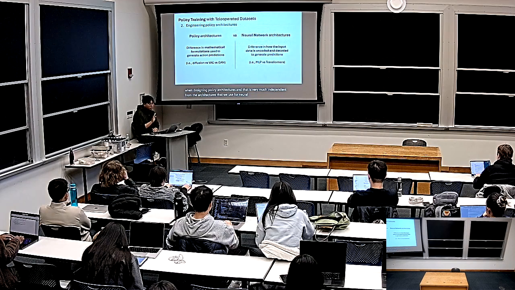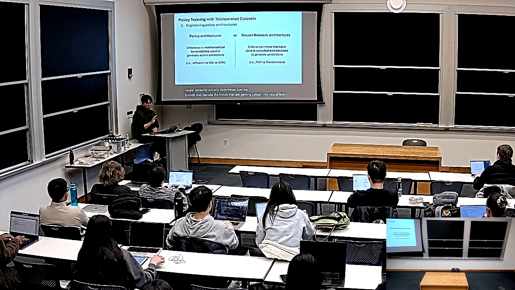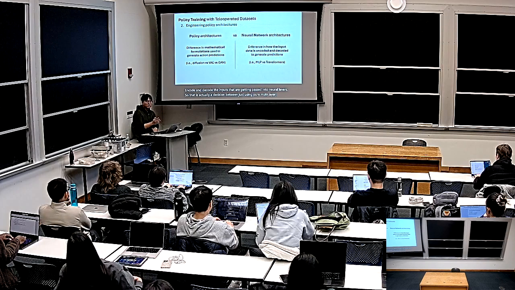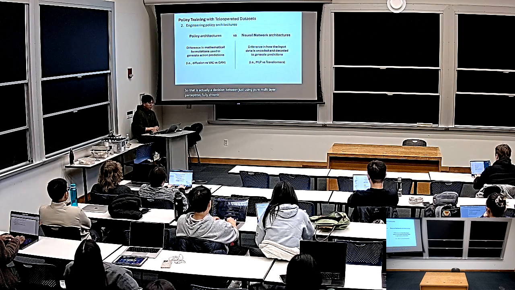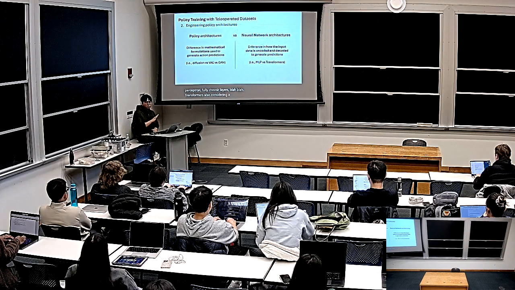And the choice of neural networks actually determines how we encode and decode the inputs that are getting passed into neural networks. So that is actually a decision between just using a pure multi-layer perceptron, fully connected layers, and so on. Although transformers also contain a couple of MLPs, people can choose to use transformers as well.